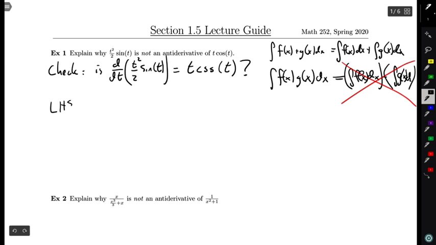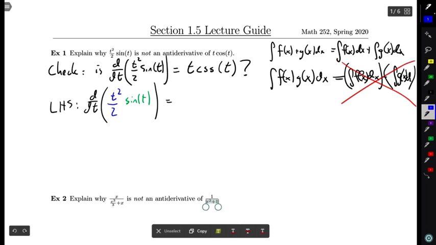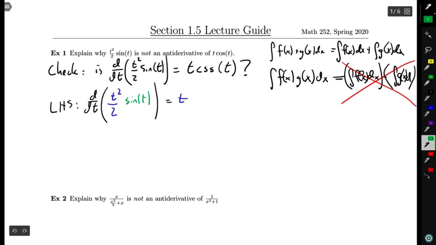So the left-hand side here is d/dt of t squared over 2 sine of t. In order to compute this derivative, we recognize that we have a product here. We have t squared over 2 times the function sine of t. So remember that my product rule says take the derivative of the first. The derivative of t squared over 2 is just t, and multiply by leaving the second alone, t sine of t.